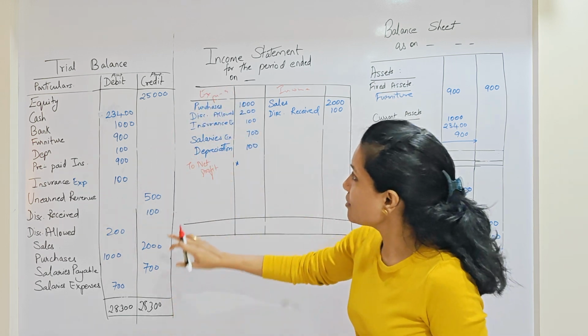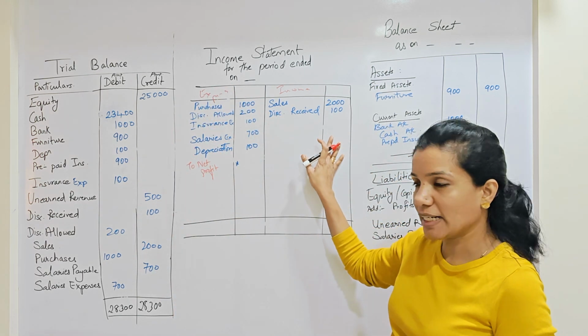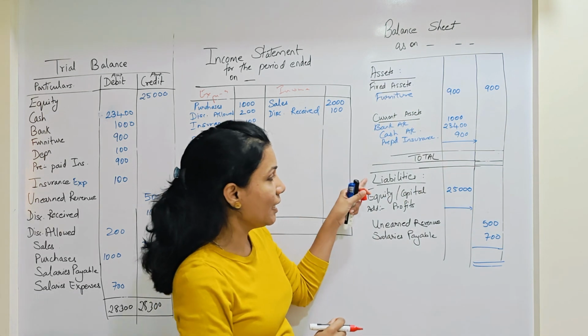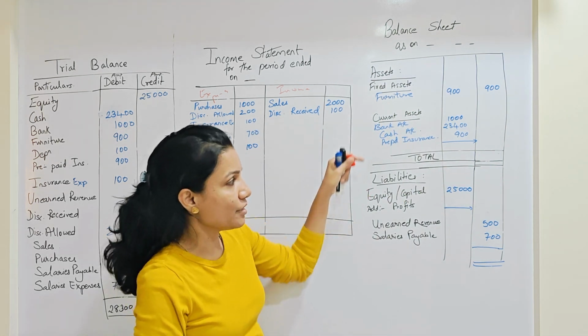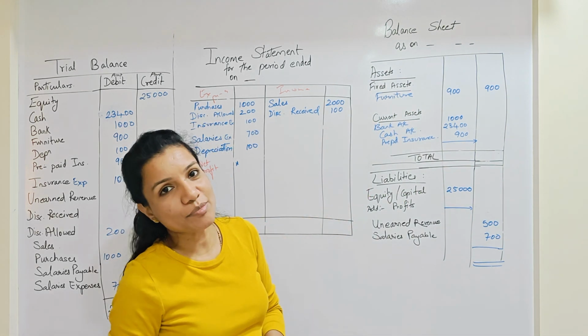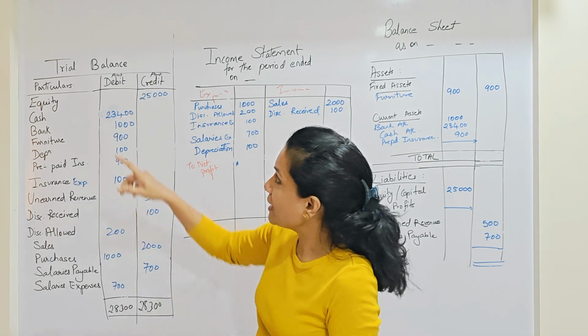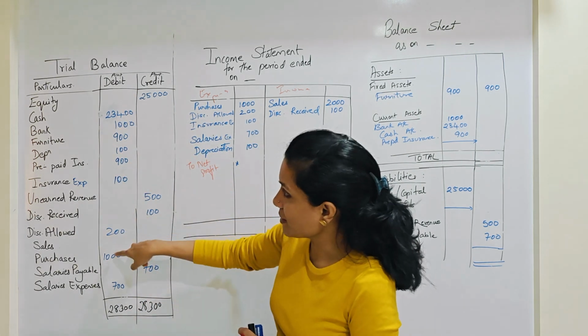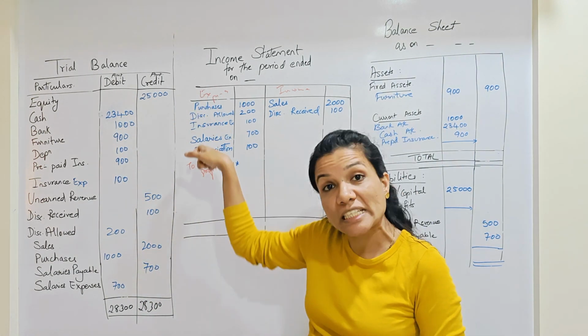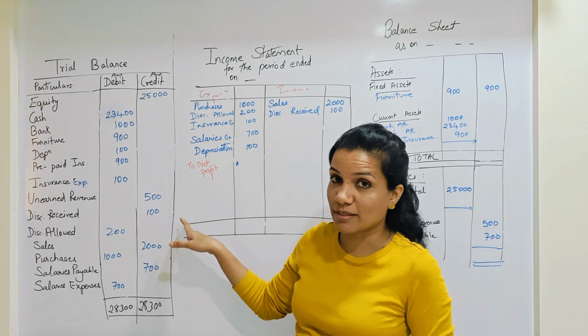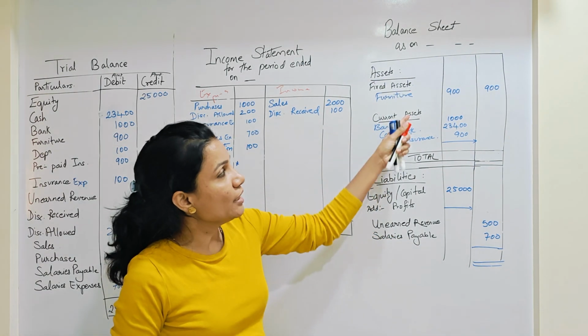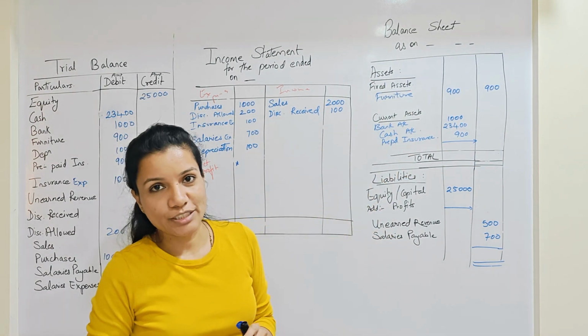So all the credit items will either go to the income statement credit side or they will go to the liabilities section of the balance sheet. Liabilities have a credit balance, incomes have a credit balance. And all the debit column items will either go to the debit side of the income statement because they are expenses, or they'll come to the asset section of the balance sheet.